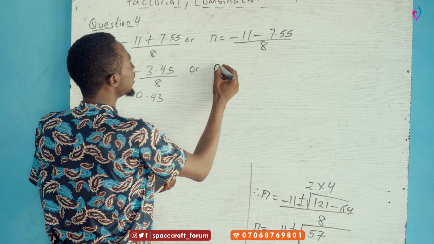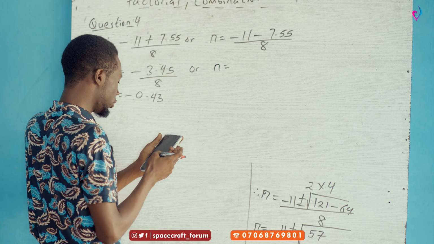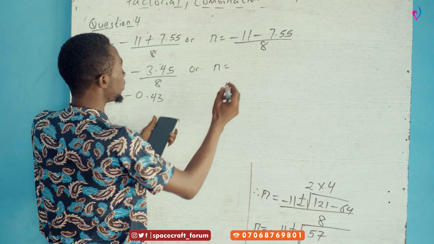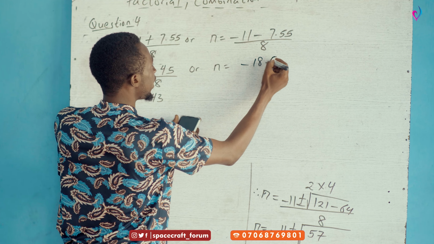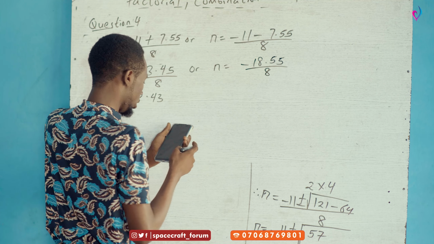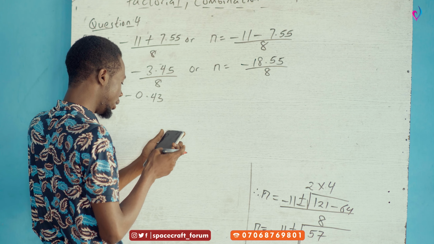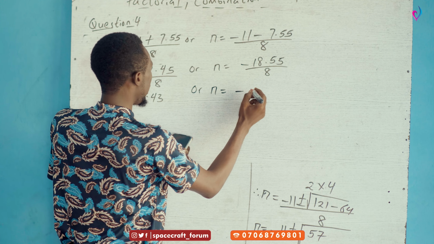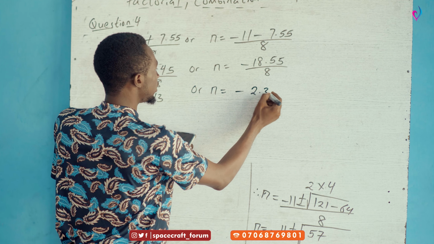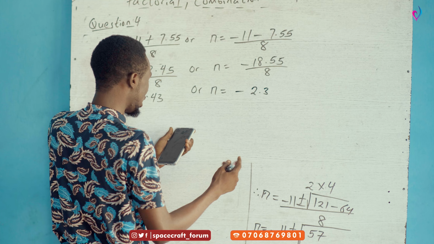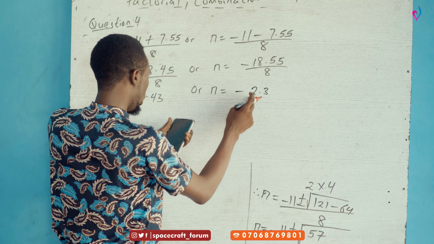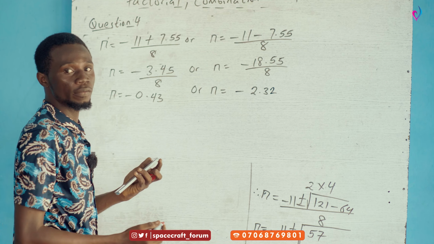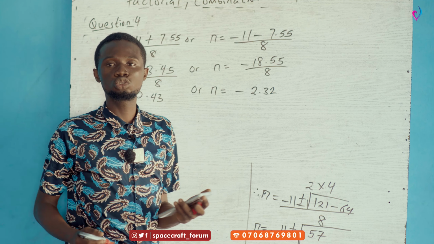Let's solve this other side. n is equal to minus 11 minus 7.55, which is minus 18.55 divided by 8. Minus 18.55 divided by 8 is equal to minus 2.31875. So we can approximate it to minus 2.32. So automatically n is equal to minus 0.43 or n is equal to minus 2.32.